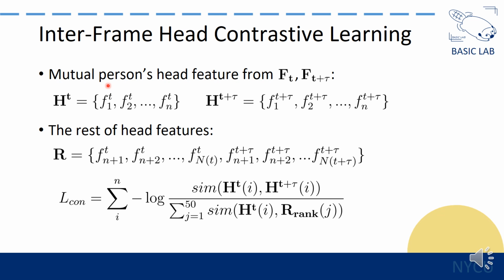To address the excessive overflow of offset for deformable convolution, we introduce a new loss, Intra-Frame head contrastive learning. We choose mutual persons' head features from the feature maps at time t and time t plus tau as positive pairs, and the negative samples are chosen from the rest of the head features. Then the Intra-Frame head contrastive learning can be formulated as the following equation.